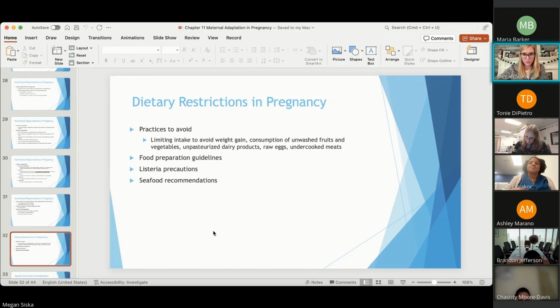Things that we want them to either avoid or watch as well is we don't want them to limit their intake of food, but we also don't want them to eat too much. So kind of keeping that 300 calorie in mind. Want to make sure that they're washing all of their fruits and vegetables really well. Any dairy products that they consume need to be pasteurized. We don't want any kind of raw meat or raw eggs.